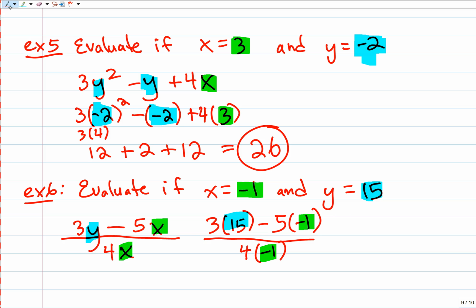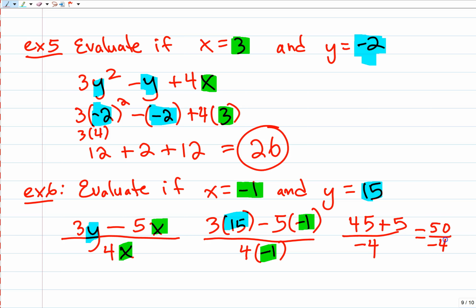Now we're just left simplifying it. 3 times 15, about 45. Minus 5 times minus 1. Negative 5 times negative 1. 2 negatives multiply and make that. All over 4 times negative 1. We can simplify 45 plus 5 to give us 50.